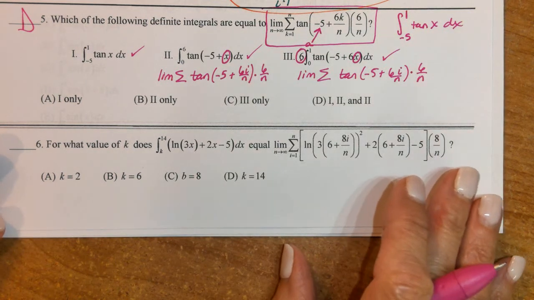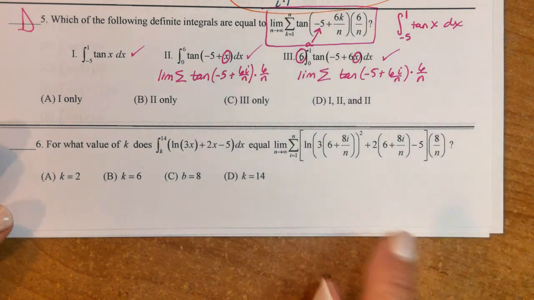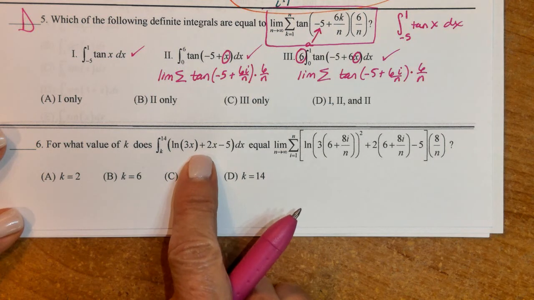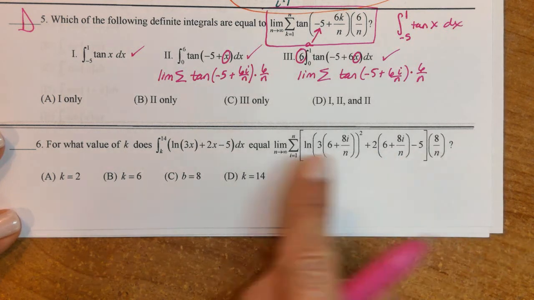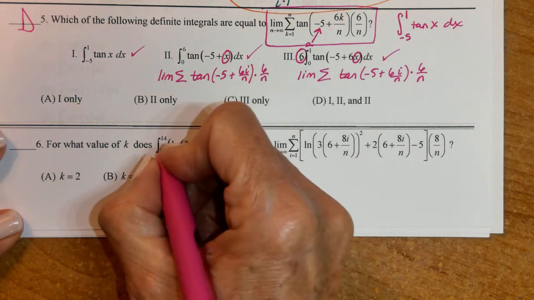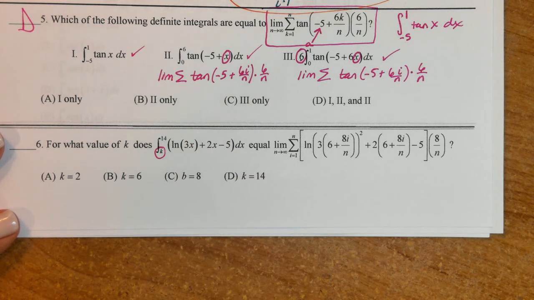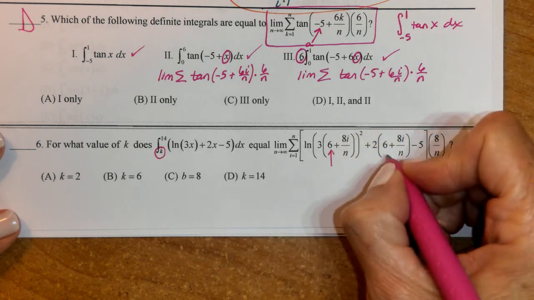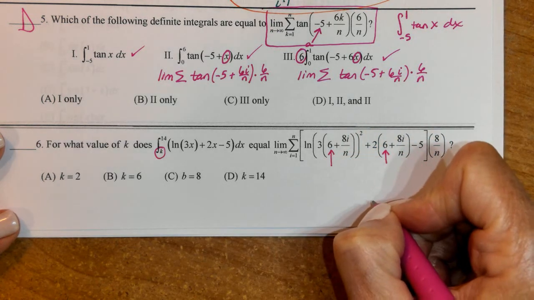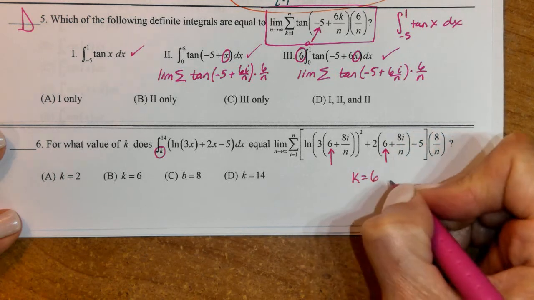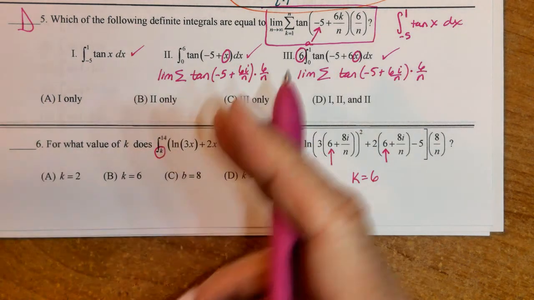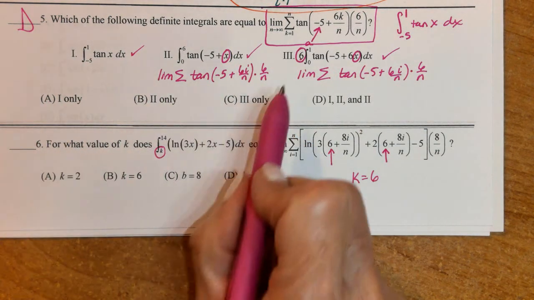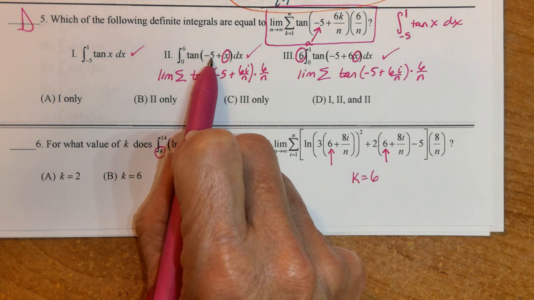All right, number 6. For what value of k does this integral equal this limit? Well, I find the k. K is the lower boundary. I know where to look for a lower boundary. Lower boundary is usually that first number in the parentheses. So I'm thinking that k is 6. But let's make sure it works, because as we saw up here, they can do some funny things with it. This is not always that lower boundary, right?